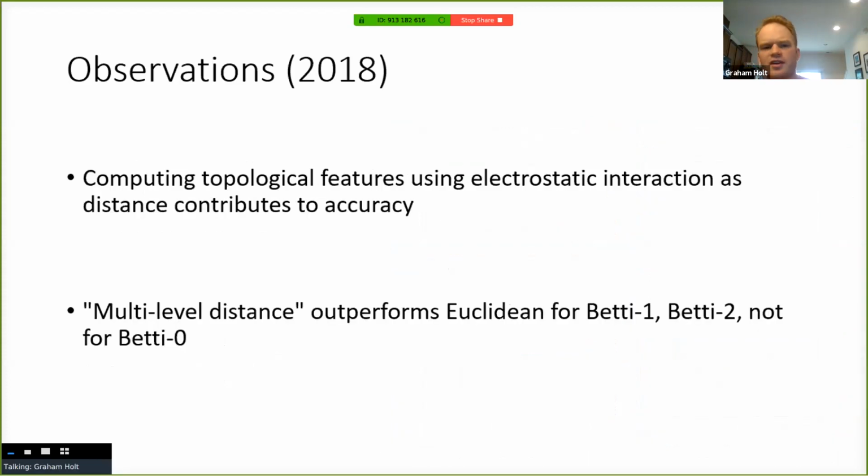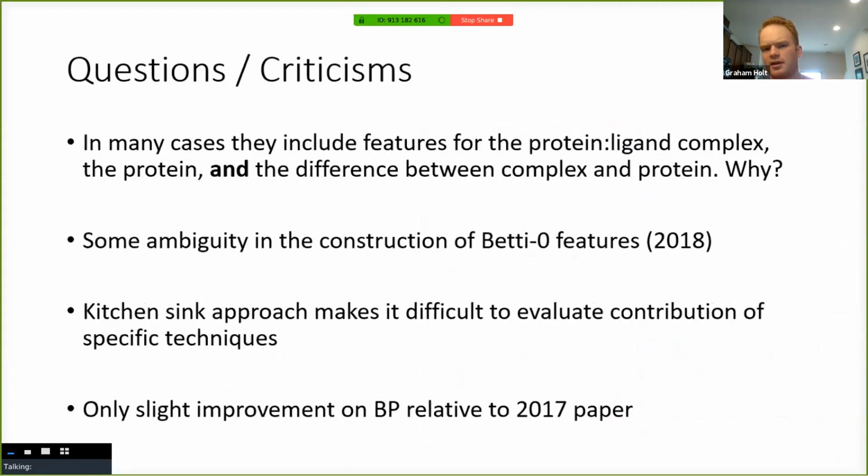And then 2 other things that they noted is that the electrostatics, embedding the electrostatics into these Betty barcodes, contributed significantly to accuracy, and that the multi-level distance did very well in computing the Betty 1 and Betty 2 features, not so much for Betty 0, somewhat obviously. And so I think overall, I thought this was an excellent paper. I thought that the topological representation of proteins was really interesting and clearly works well with machine learning.